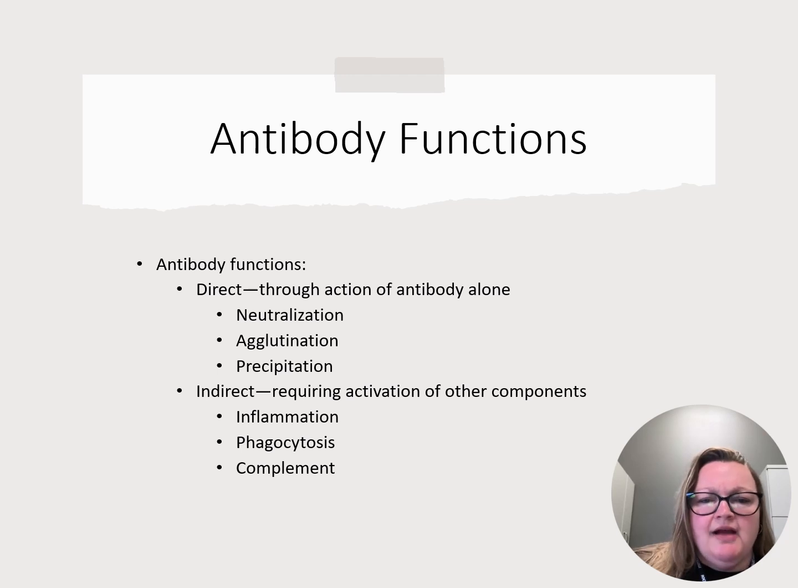So, indirect antibody functions. This is specifically through the Fc portion of the antibody. This is where inflammation, phagocytosis, and complement come in. We talked about all of those in the last chapter. Essentially, phagocytic cells have receptors that bind to the Fc portion of the antibody, making it an opsonin that facilitates phagocytosis of bacteria.